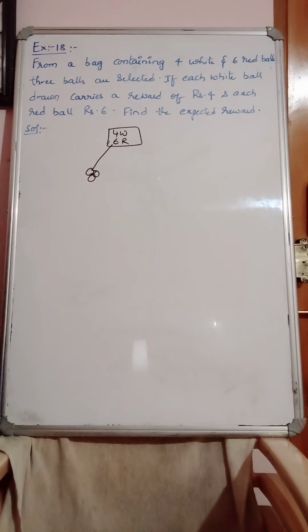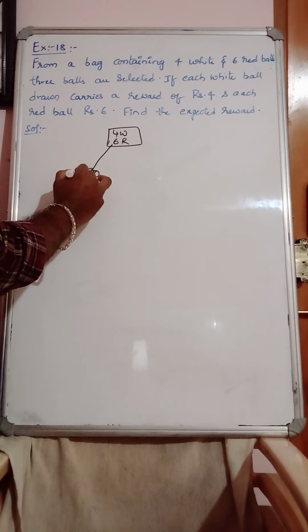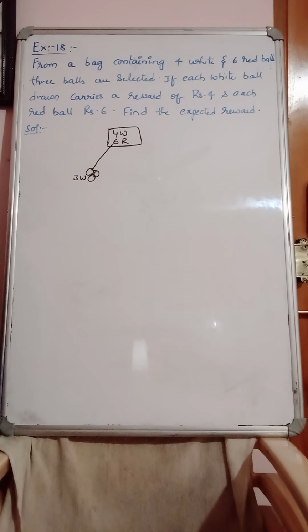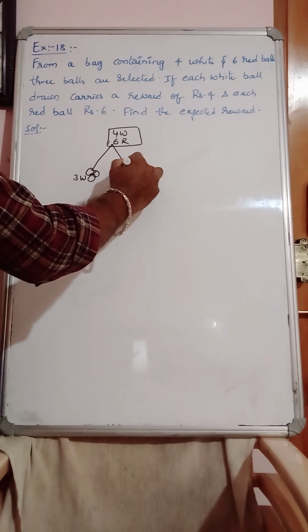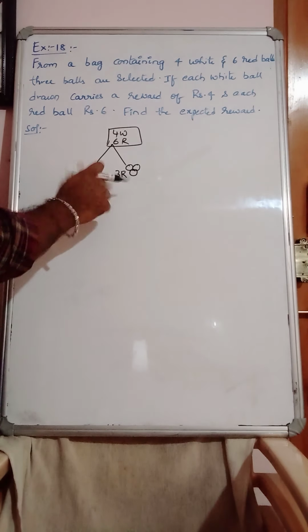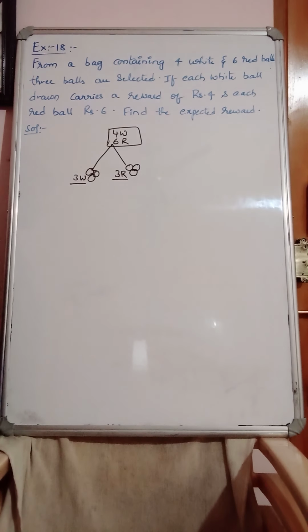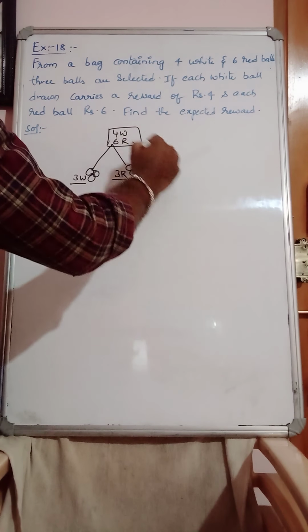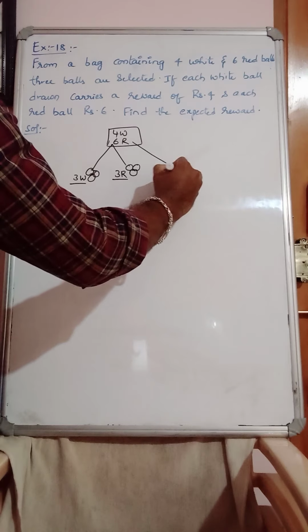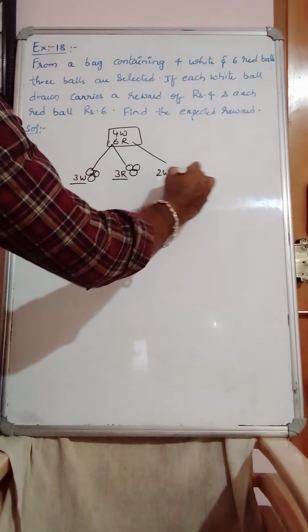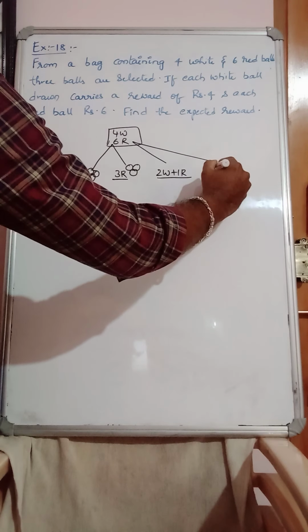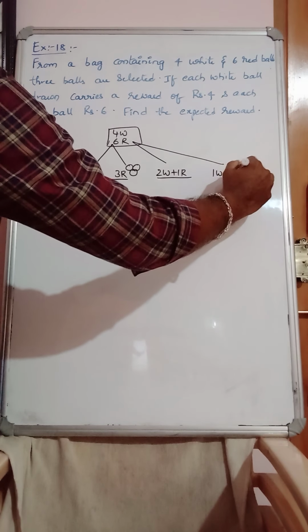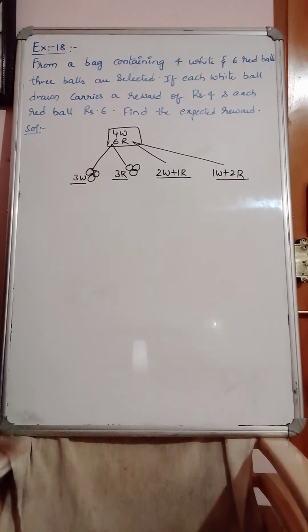What are the possible ways? All the 3 may be white, right? Then all the 3 may be red. That is another possibility. Next, 2 white plus 1 red. And then 1 white plus 2 red balls. Right? These are the 4 possibilities.